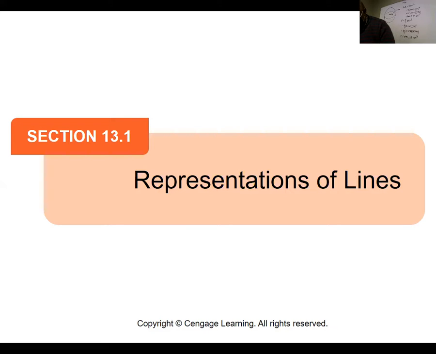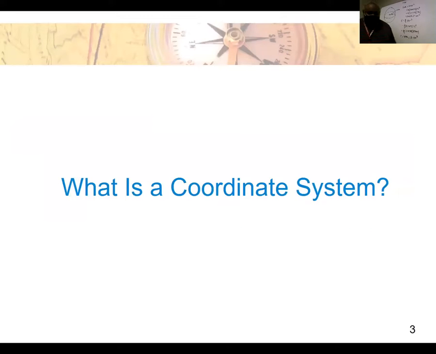Also, we'll be finding the slope of a non-vertical line through 2 points, also write an equation of a line, given some attributes here. Okay, so what is a coordinate system?